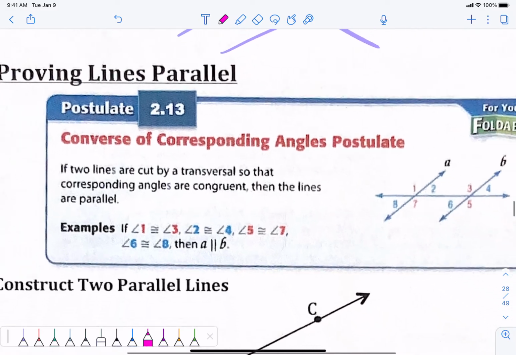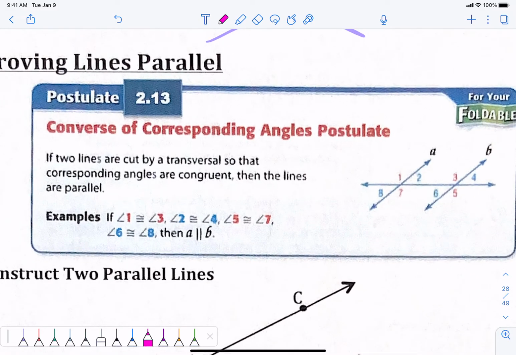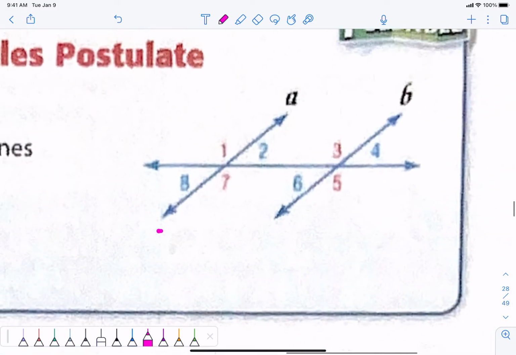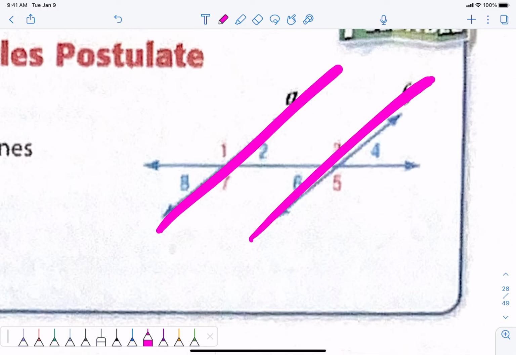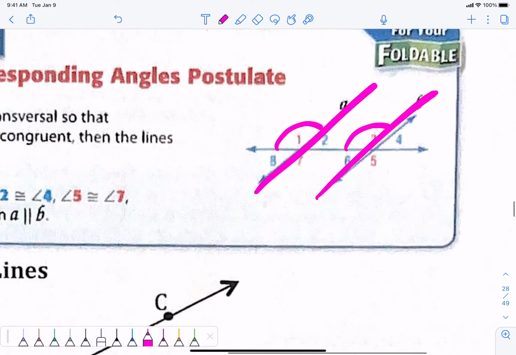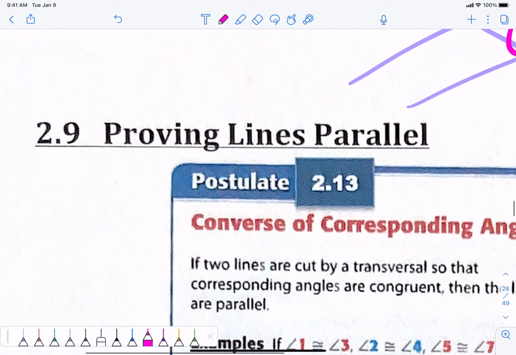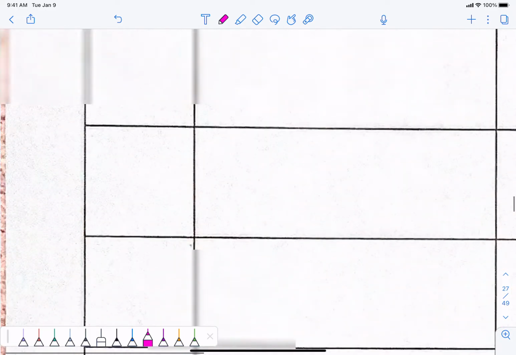This is the converse of the corresponding angles. If we don't know that these are parallel to start with, we can look at the angles. As long as angle 1 is the same as angle 3, those are corresponding angles, right? If those 2 are the same, then we know that they're parallel for sure. Okay, so go to your blue sheet and let's fill that out. That was theorem or postulate 2-13. Go to your theorem sheet.